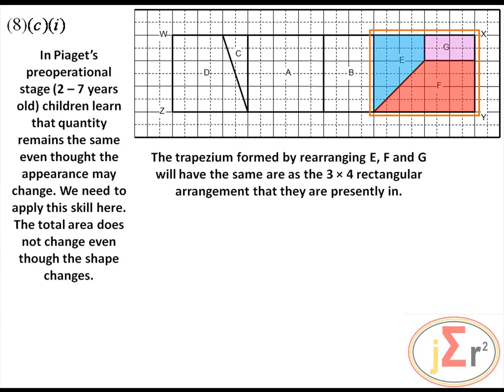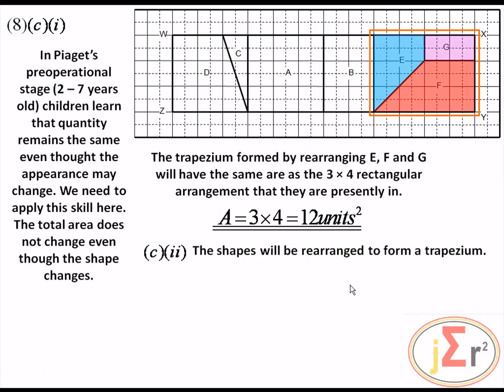So according to the pre-operational stage, 2 to 7 years, children learn that quantity remains the same even though the appearance may change. So the area is going to be the same as this 3 by 4 rectangle that we have right there. And that is equal to 12 units squared, or 12 square units.